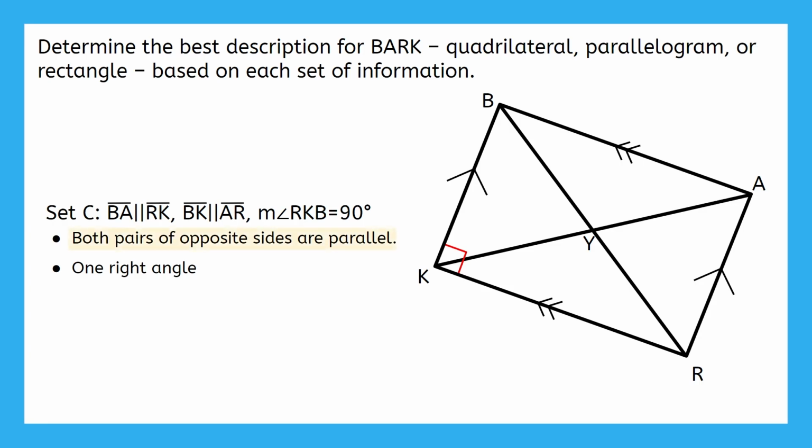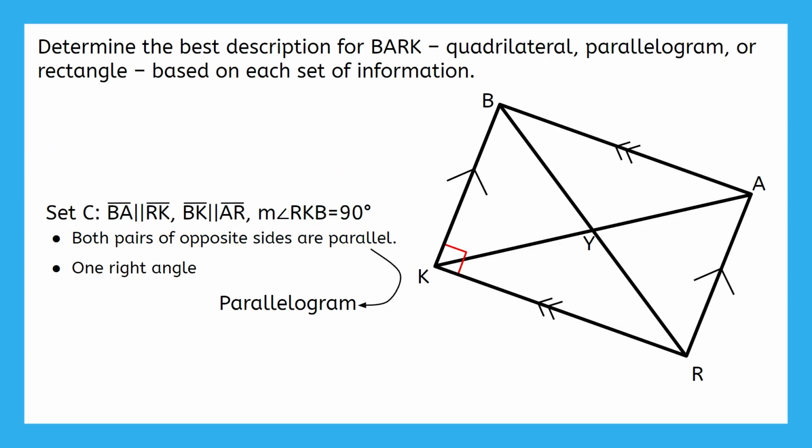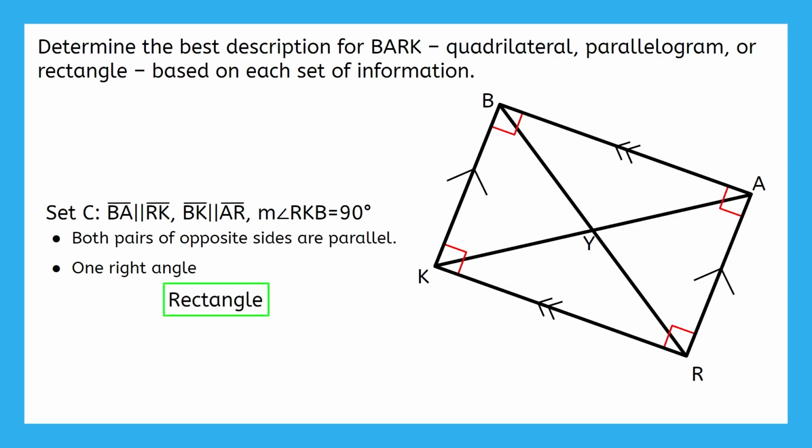Maybe you noticed that both pairs of opposite sides being parallel gives us enough to say that BARK is a parallelogram. This is absolutely true because that satisfies the requirements of one of our parallelogram tests. But we can actually take this even further. If you look back at your rectangle tests, one way to show that a quadrilateral is a rectangle is if it is a parallelogram with one right angle. This is because once we know it's a parallelogram, we can use parallelogram properties to show that these other three angles are also right angles. So even though parallelogram is an accurate description for BARK, rectangle is the best one.